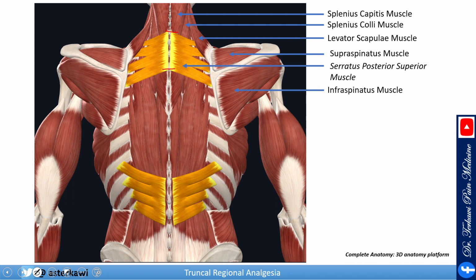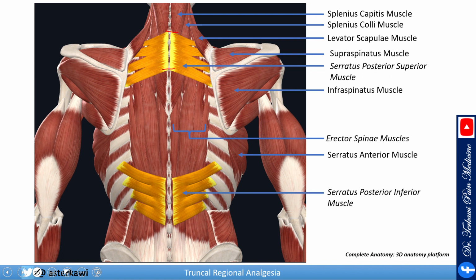and it inserts in the second to fourth ribs near their angles. This muscle is innervated by the second to fifth intercostal nerves, and the function of this muscle is to elevate ribs. Then here we have the erector spinae muscle again, and this is the serratus anterior, but more relevant here in this fascial plane is the serratus posterior inferior muscle. This is not a very popular muscle because it's not a landmark for interfascial plane blocks like the serratus posterior superior muscle.